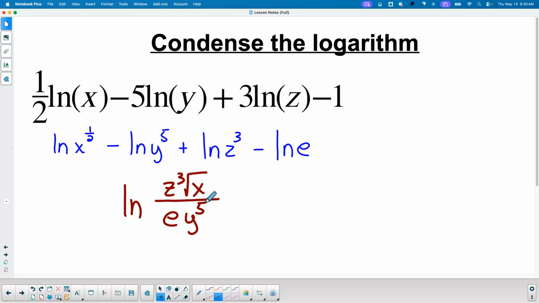Because it's plus. Because the order doesn't matter when we're adding, right? So we could have written this here as natural log of x to the 1/2 plus natural log of z cubed minus natural log of y to the 5th minus natural log of e. Pluses go on top, minuses go on the bottom.